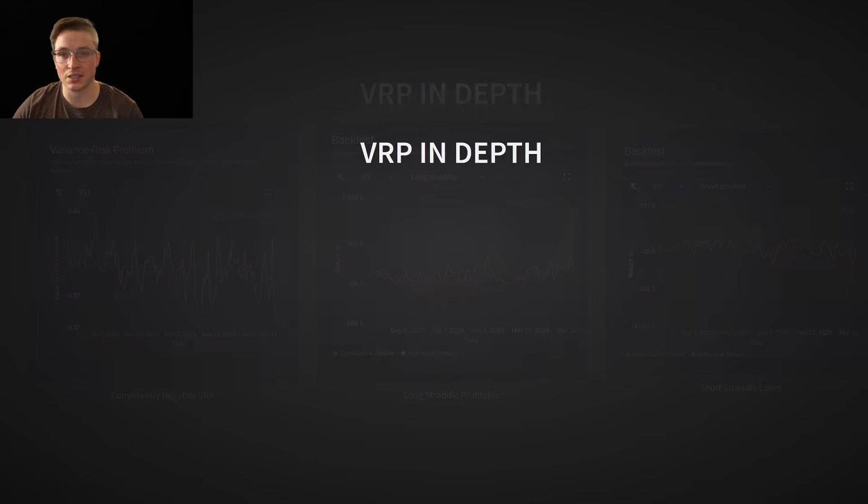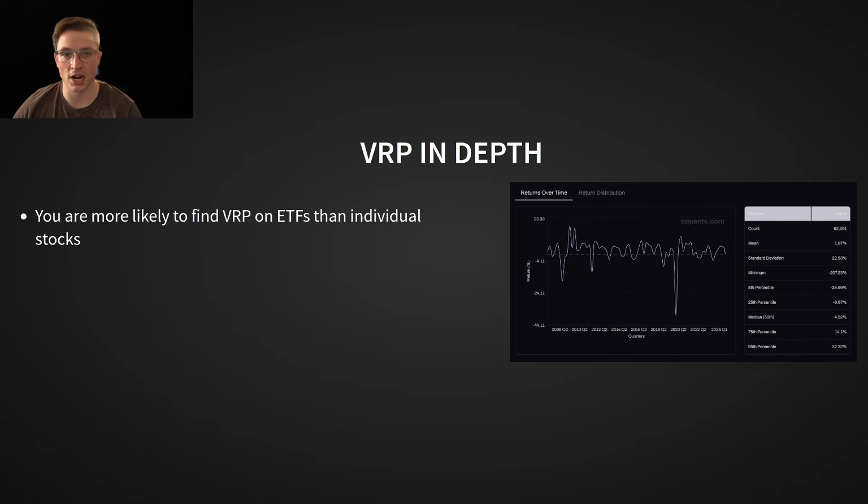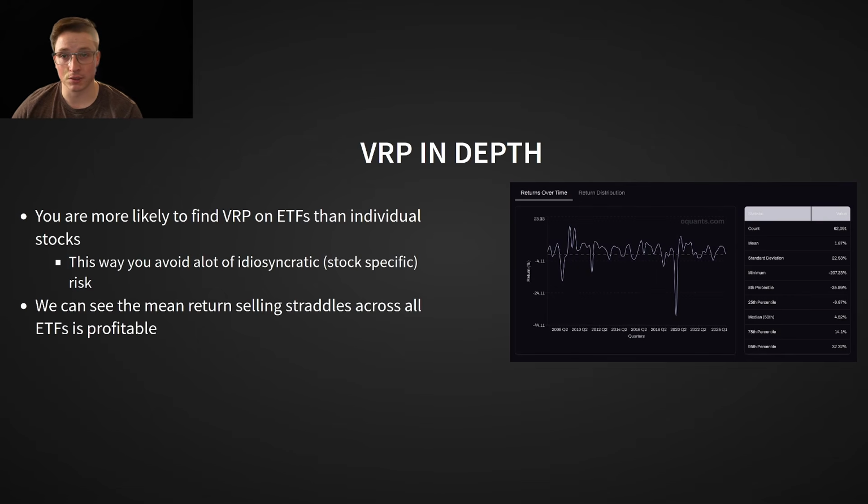That said, VRP isn't exclusive to indices. You can also find it in other areas of the market, most reliably in ETFs, which tend to carry a lot less idiosyncratic risk than individual stocks.